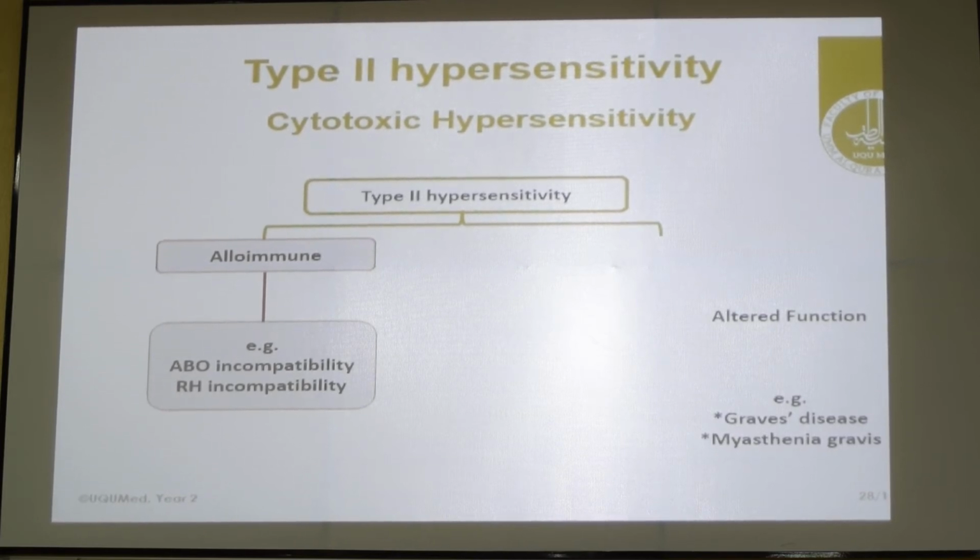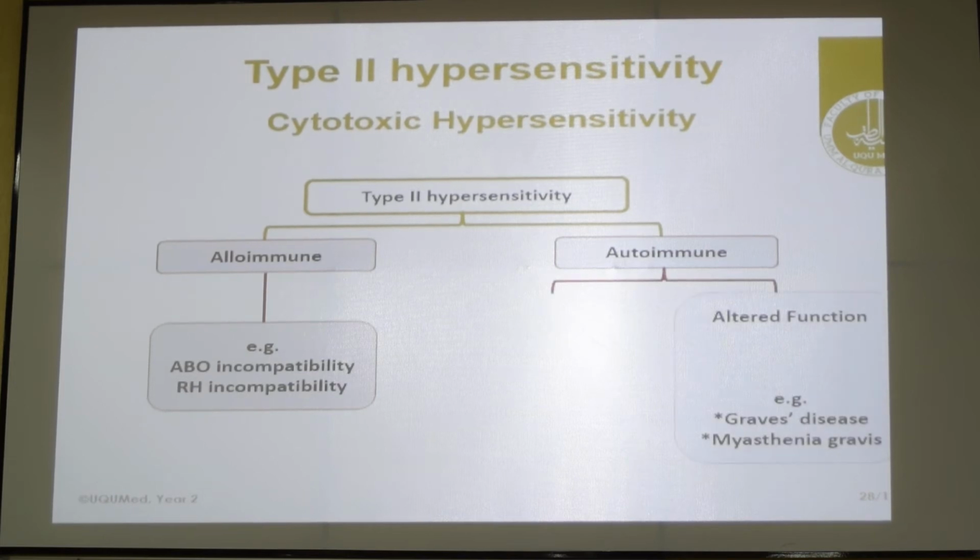So if you take one person's red blood cells and give it to another who is not the same blood group, there is going to be a transfusion reaction. So this ABO is blood group A, B, and O. Rh makes them positive or negative. In both cases, if it is not compatible, there is going to be a reaction, and this reaction is type 2 hypersensitivity.